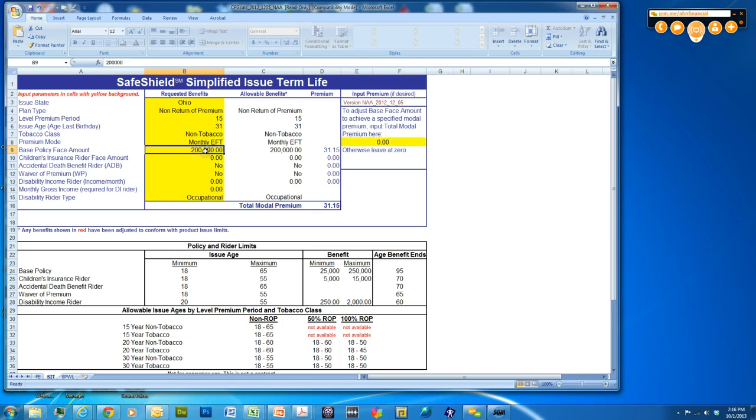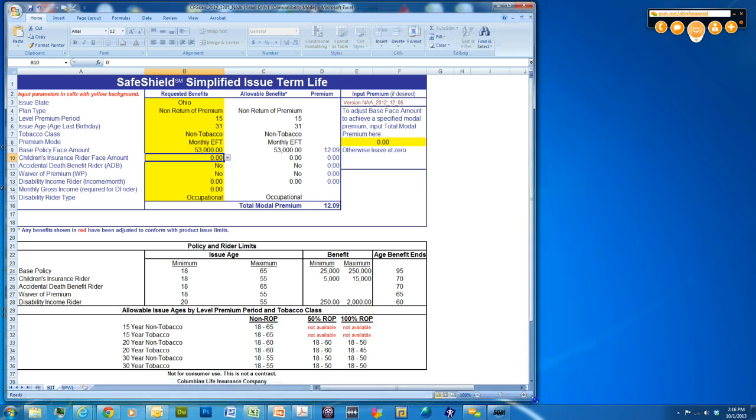Okay, 53,000 is his mortgage. And I'm just going to do a stripped down version of this. That's all the basic, a 15-year term. So I'm going to write down on the back of my lead, I want to run a 15-year, and I'm going to do a basic 53,000 basic death benefit program. So I wonder if I could do this.